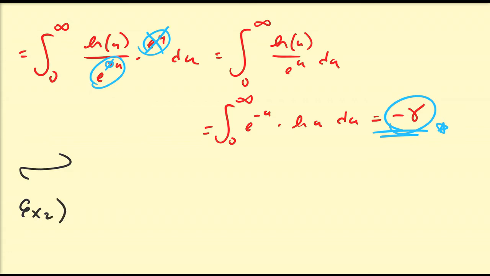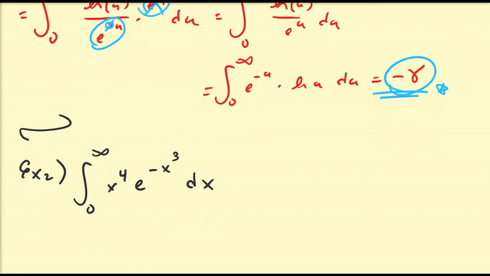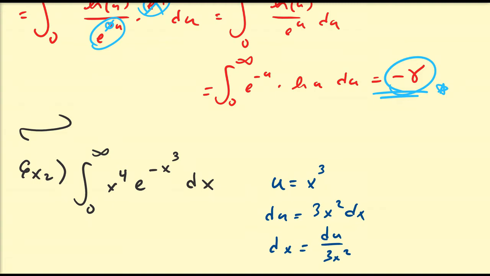Let's do another example. Let's do the integral from 0 to infinity of x to the fourth times e to the minus x cubed dx. I'm going to begin with a substitution because that's probably where a lot of people will start. So I'm going to let u be equal to x cubed. So du is going to be equal to 3x squared dx. So dx is going to be equal to du divided by 3x squared.